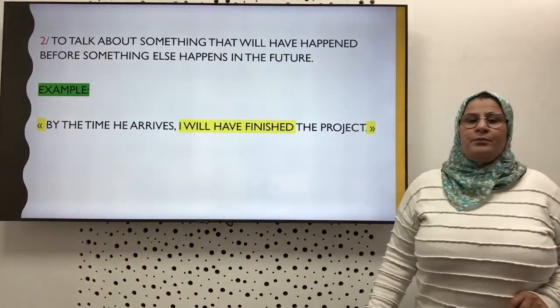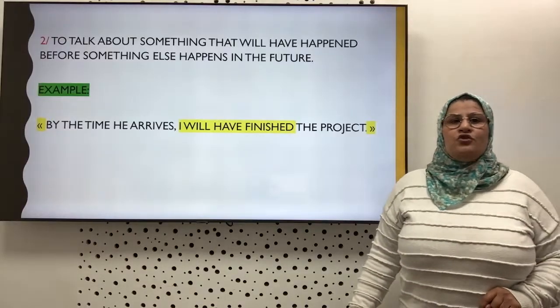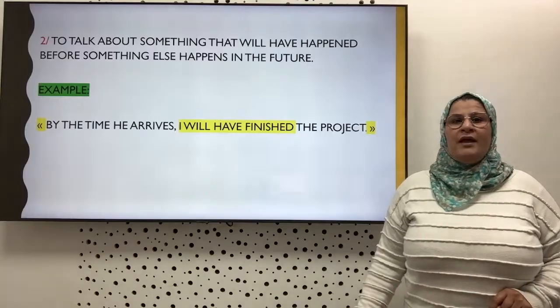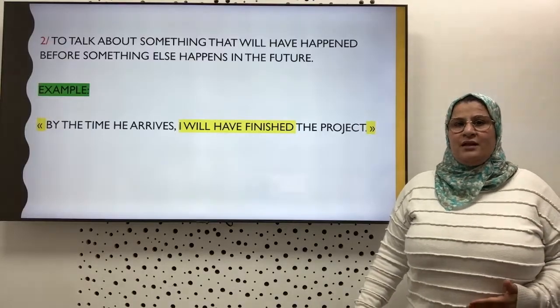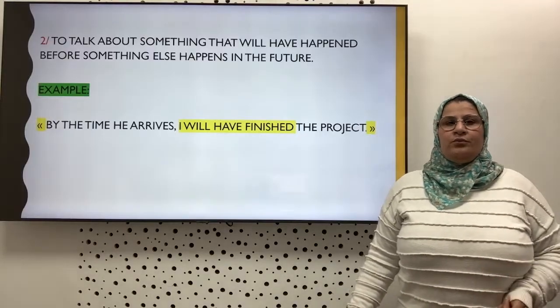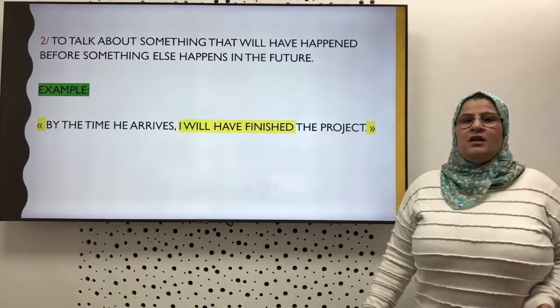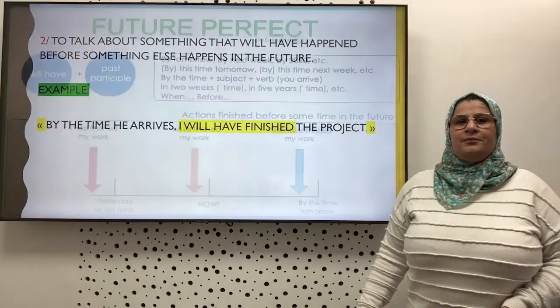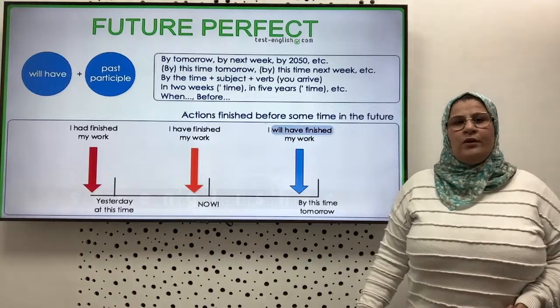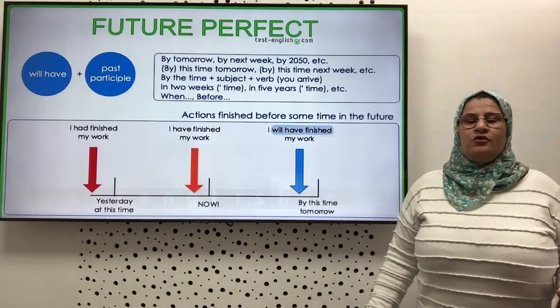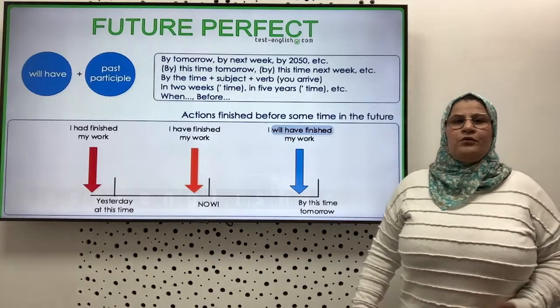Another use of the future perfect is when we talk about something that will have happened before something else happens in the future. For example, by the time he arrives, I will have finished the project. Look at the diagram. The diagram shows the basic use of the future perfect simple.